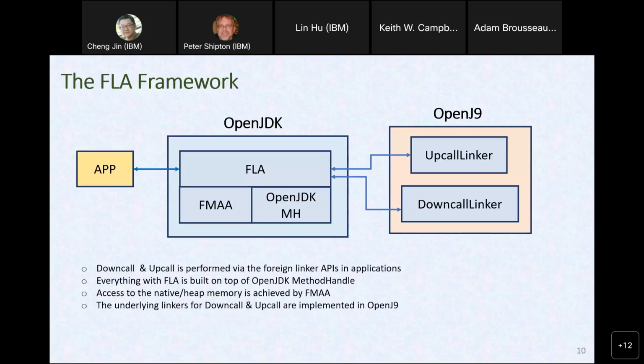Let's look at how this is achieved in OpenJDK. This is a simplified FFA framework, but it illustrates the key relationship between the artifacts and how they interact with each other to get jobs done. From the OpenJDK perspective, FFA is a huge independent artifact built on top of the OpenJDK method handle, because it needs a method handle to do the native invocation, and it relies on the foreign memory APIs to allocate and access the memory for the aggregated data. When performing the downcall and upcall in applications, you just need to use the public linker API specified in OpenJDK, which eventually goes to the underlying implementation in OpenJ9.